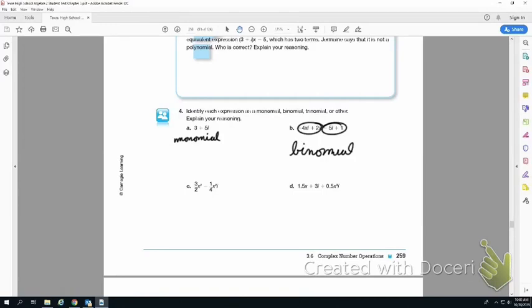C would be considered a what? Monomial. It's got that i in there, but that doesn't mean anything other than we just can't combine it. D would be a what? Trinomial, because you got your x cubed, you got your x, and then you just got your number.